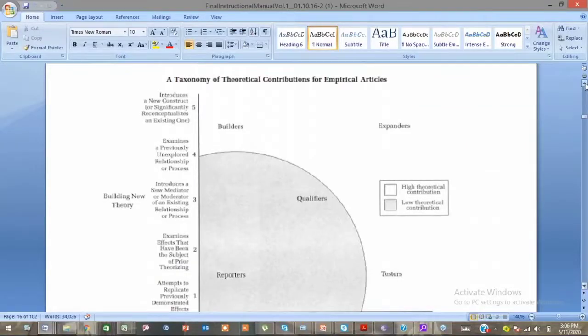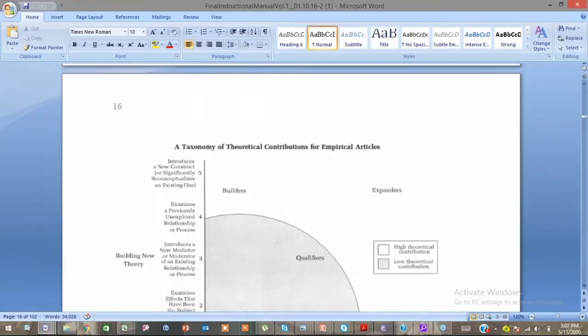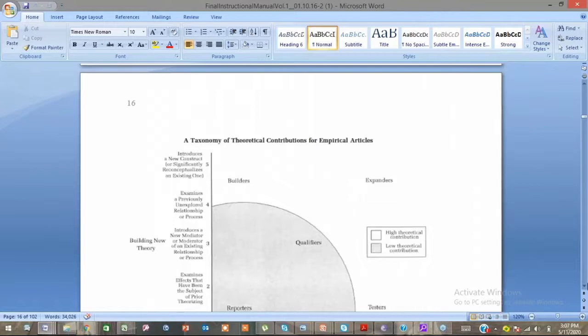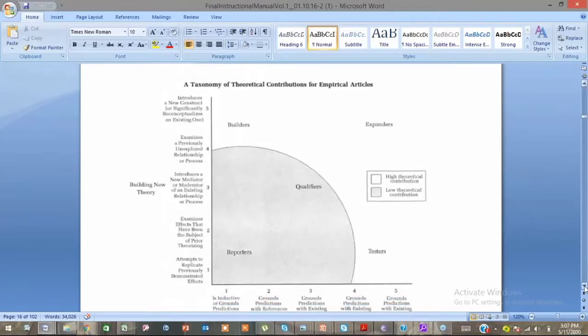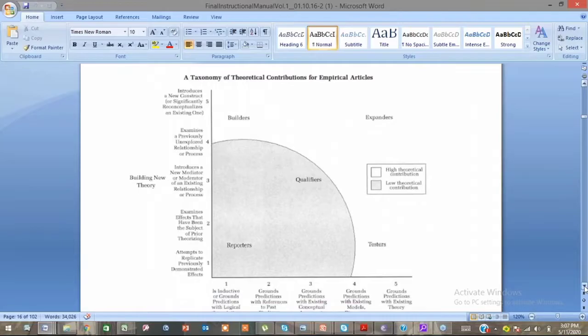We're going to be looking at the taxonomy of theoretical contributions for empirical articles. The word taxonomy in this context means what? The steps, the terminologies, which are needed to contribute empirical work. Empirical is what? Statistical write-up. So we will be looking at it.